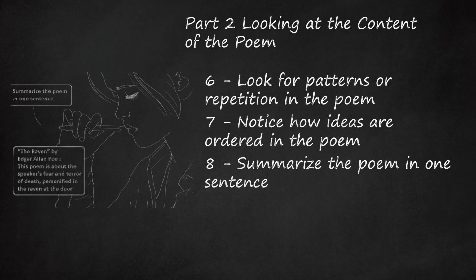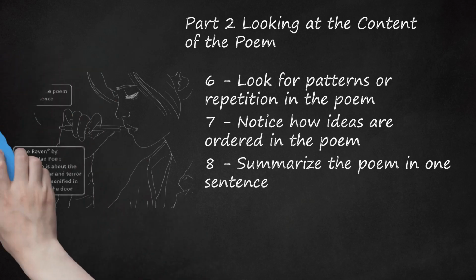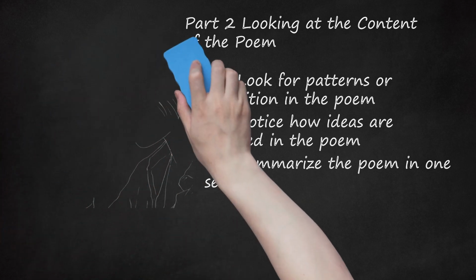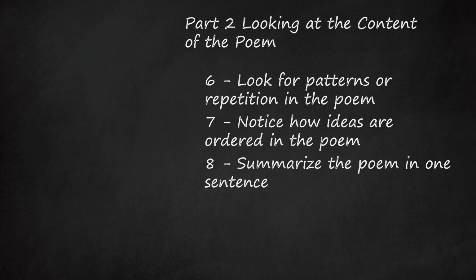For example, you may sum up the poem The Raven by Edgar Allan Poe with the sentence, "This poem is about the speaker's fear and terror of death, personified in the raven at the door." Do not be too concerned about having the right reading of the poem. Poetry is meant to be subjective, and your interpretation of the poem could be just as right as someone else's interpretation. You have the freedom to read the poem as you see fit, as long as you use evidence in the poem to support your reading.